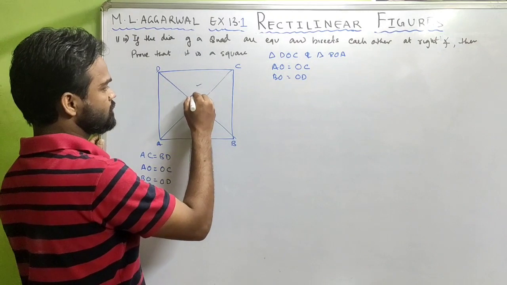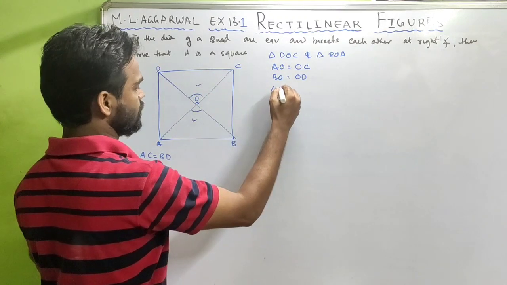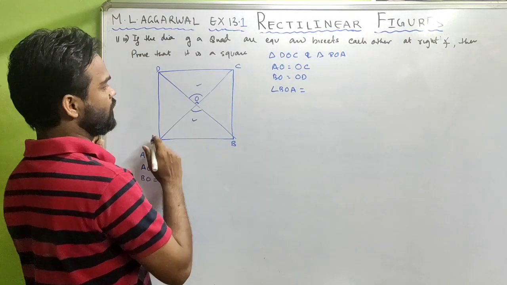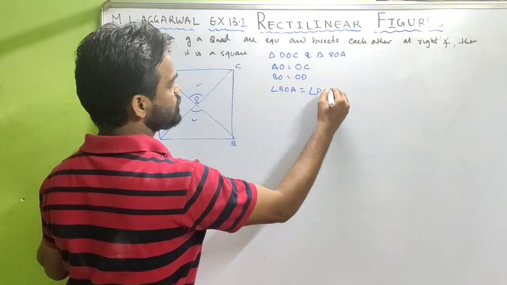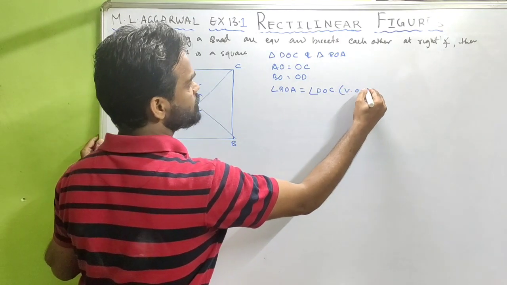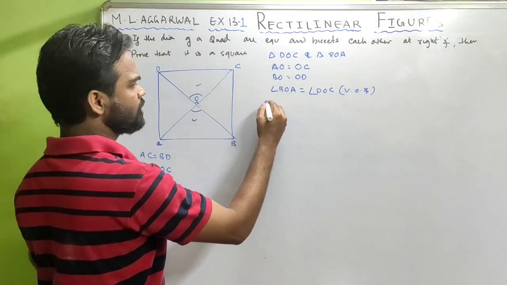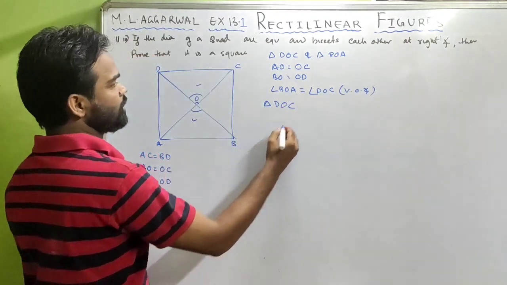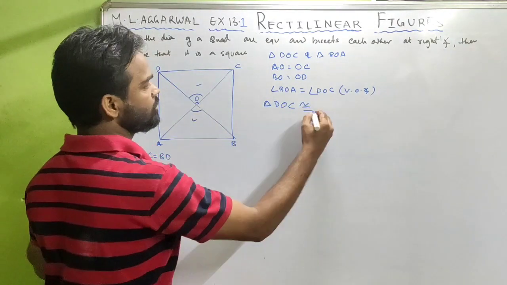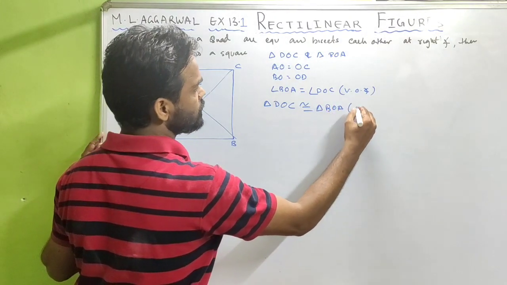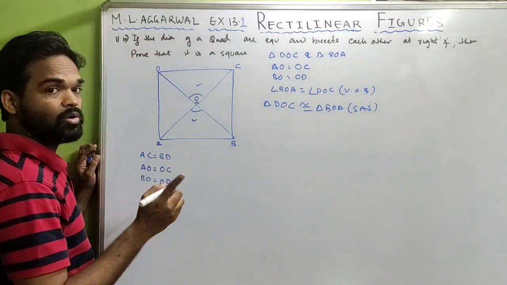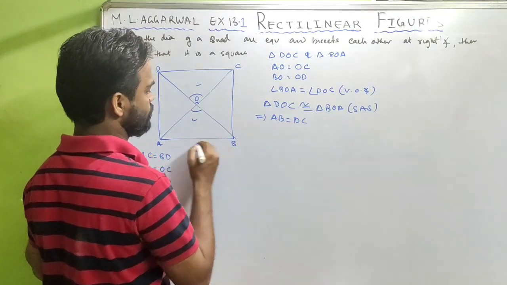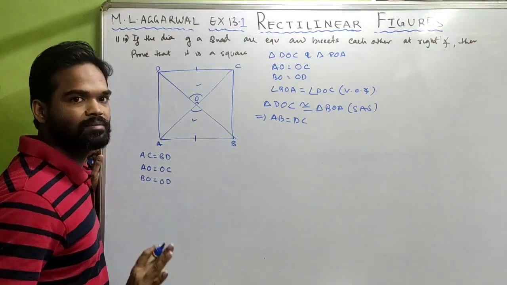Okay, this angle and this angle will be equal. Angle BOA is equal to angle DOC. This is vertically opposite angle, which simply means triangle DOC is congruent to triangle BOA. Just look, side angle side, and if they are congruent, we can simply say that AB is equal to DC. No doubt in that.